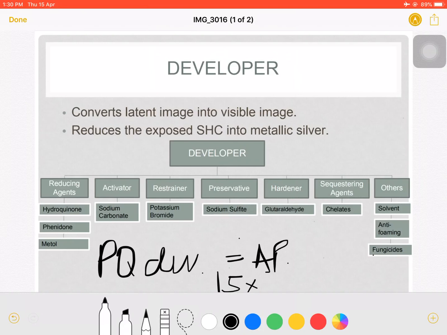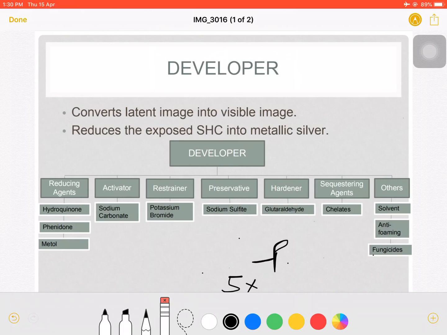Okay? So, sa ating reducing agents, meron tayong tinatawag na superadditivity and synergism. Pinagko-combine si hydroquinone kay phenidone or kay methyl. Pero PQ developer has 15 times more superadditivity than our MQ developer combination. Next is the activator, which is our sodium carbonate. So the sodium carbonate helps to swell our gelatin.